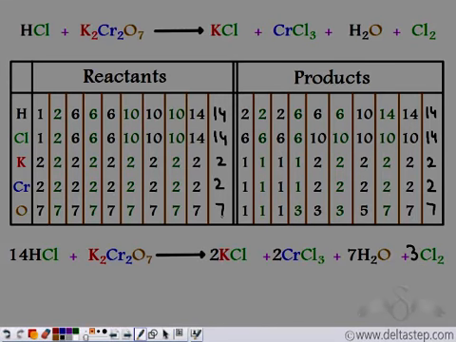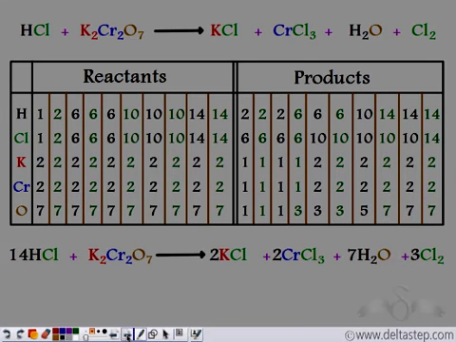So if we now look at our equation, hydrogen atoms are balanced, chlorine atoms are balanced, potassium atoms are balanced, chromium balanced, and oxygen balanced. So we got a balanced chemical equation. But isn't it a tedious process? We had to use 1, 2, 3, 4, 5, 6, 7, 8, 9, 10 steps. So this looks like a tedious process. How can we make this easier or shorten the process?